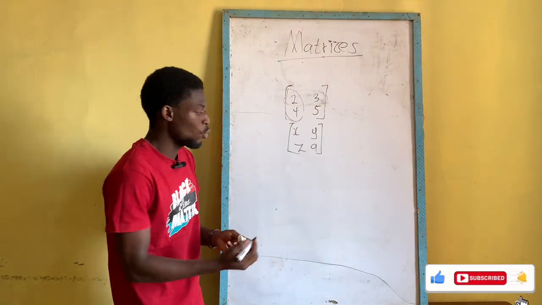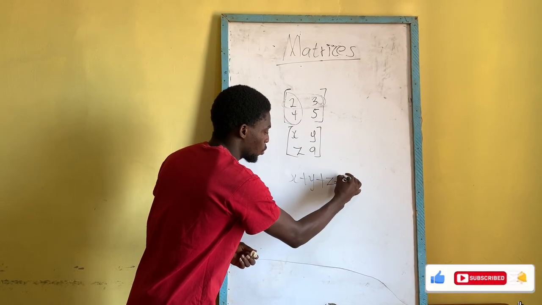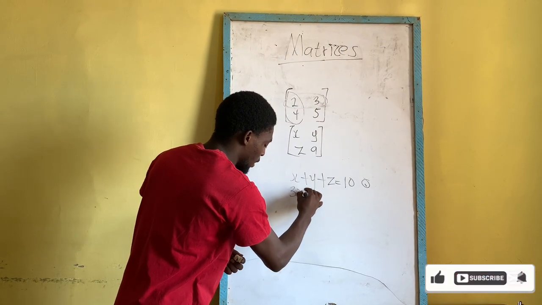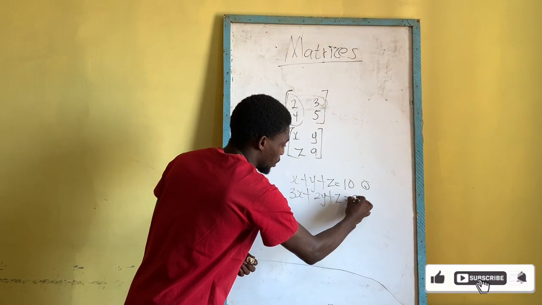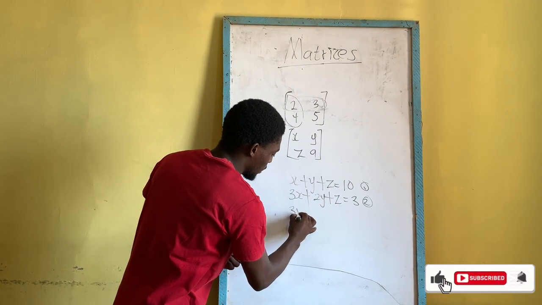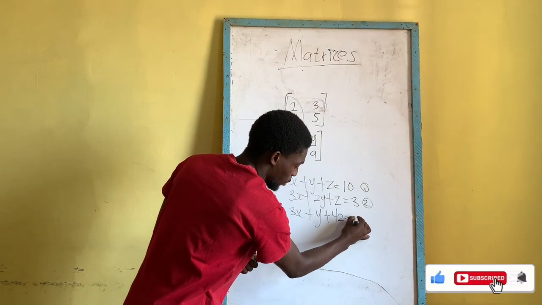Let's have this equation: x plus y plus z equals 10 as equation 1. Then equation 2 to be 3x plus 2y plus z equals 3. Then our equation 3 to be 3x plus y plus 4z equals 3.